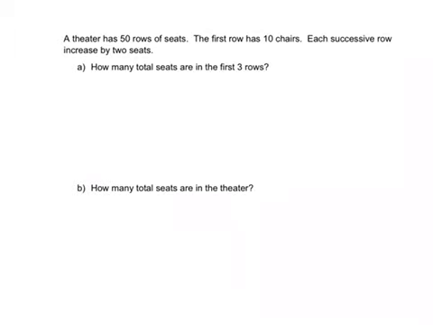In this case, a theater has 50 rows of seats. The first row has 10 chairs. Each successive row increases by 2 seats. So we know it's an arithmetic sequence because the difference is 2. My first question: how many total seats are there in the first 3 rows? This is easy. My first row has 10, my second row should have 12, and my third row should have 14. It's a very easy way; we are just adding those 3. So it has 36 seats on the first 3 rows.